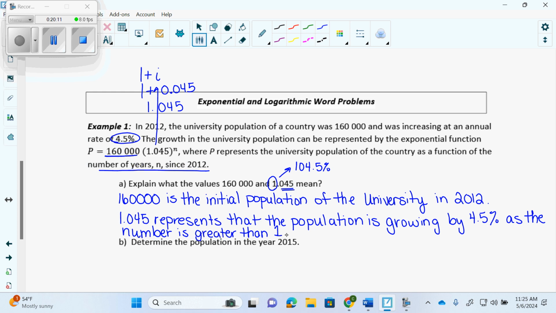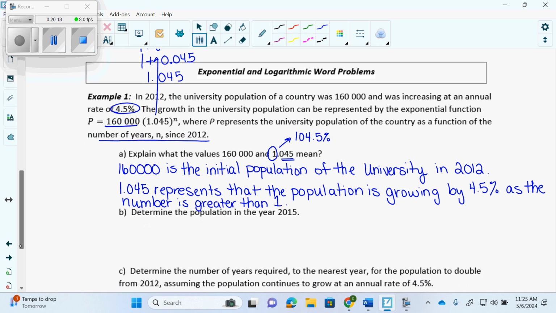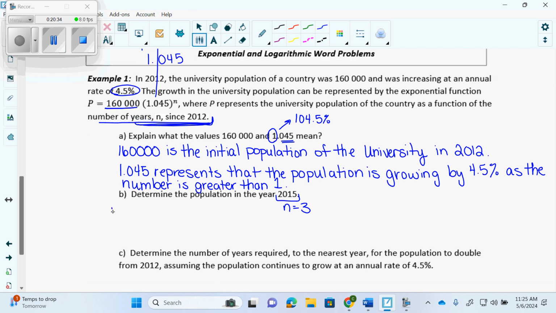They want us to determine the population in the year 2015. So I put 2015 in for N? No, that'd be crazy. N is the year since 2012, right? It literally has to tell us this right here. So what would I put in for 2015? N equals 3 into that equation, right? So let's try it out. I get P equals 160,000 bracket 1.045 to the power of 3.